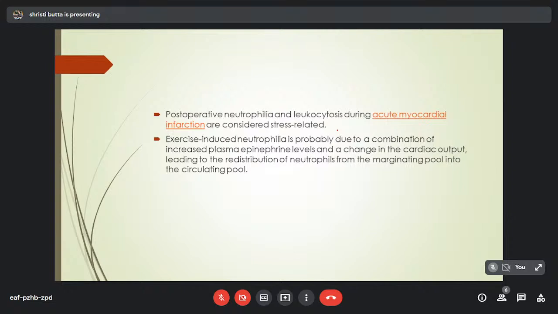Postoperative neutrophilia and leukocytosis during AMI is also associated with stress and subsequent release of cortisol and epinephrine. Exercise-induced neutrophilia is associated with a combination of increased plasma epinephrine levels and a change in the cardiac output, leading to redistribution of neutrophils from the marginating pool into the circulating pool.